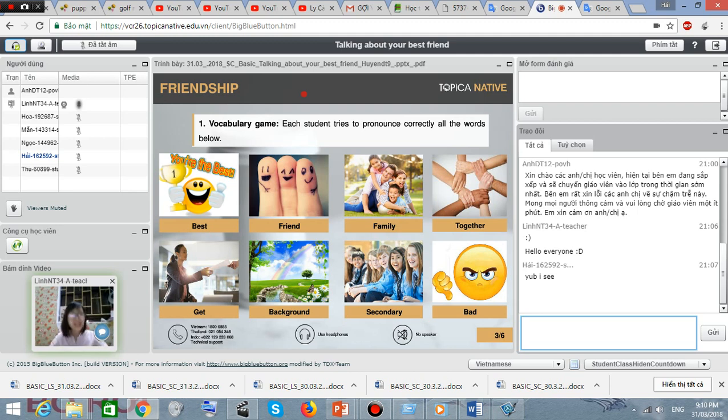In this game, this is called vocabulary, right? You will learn some new vocabularies about the topic friendship. And each student, you will try to pronounce correctly all the words below. Okay, look at this one. Pronounce first, so you will listen carefully. And after that, I will call you to read again.